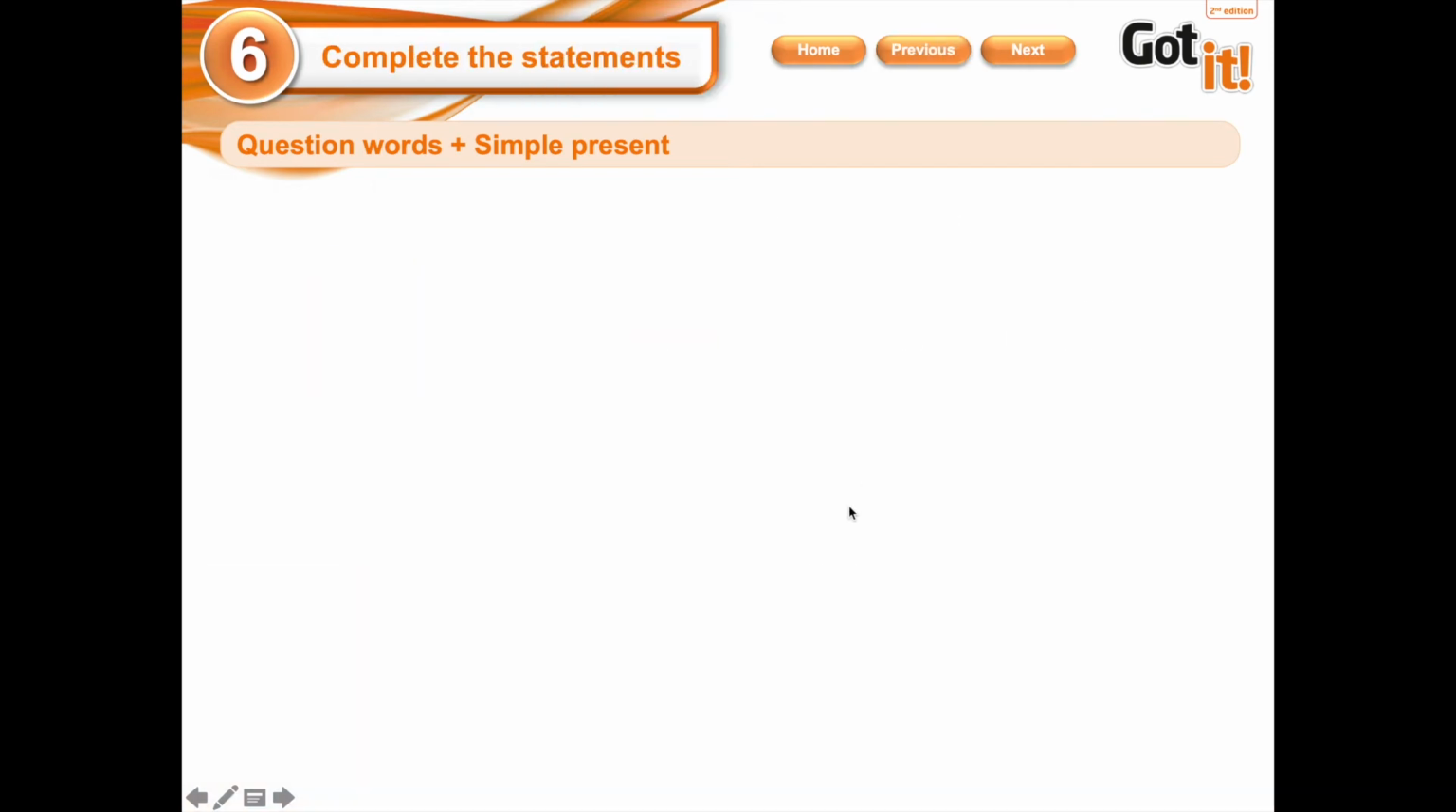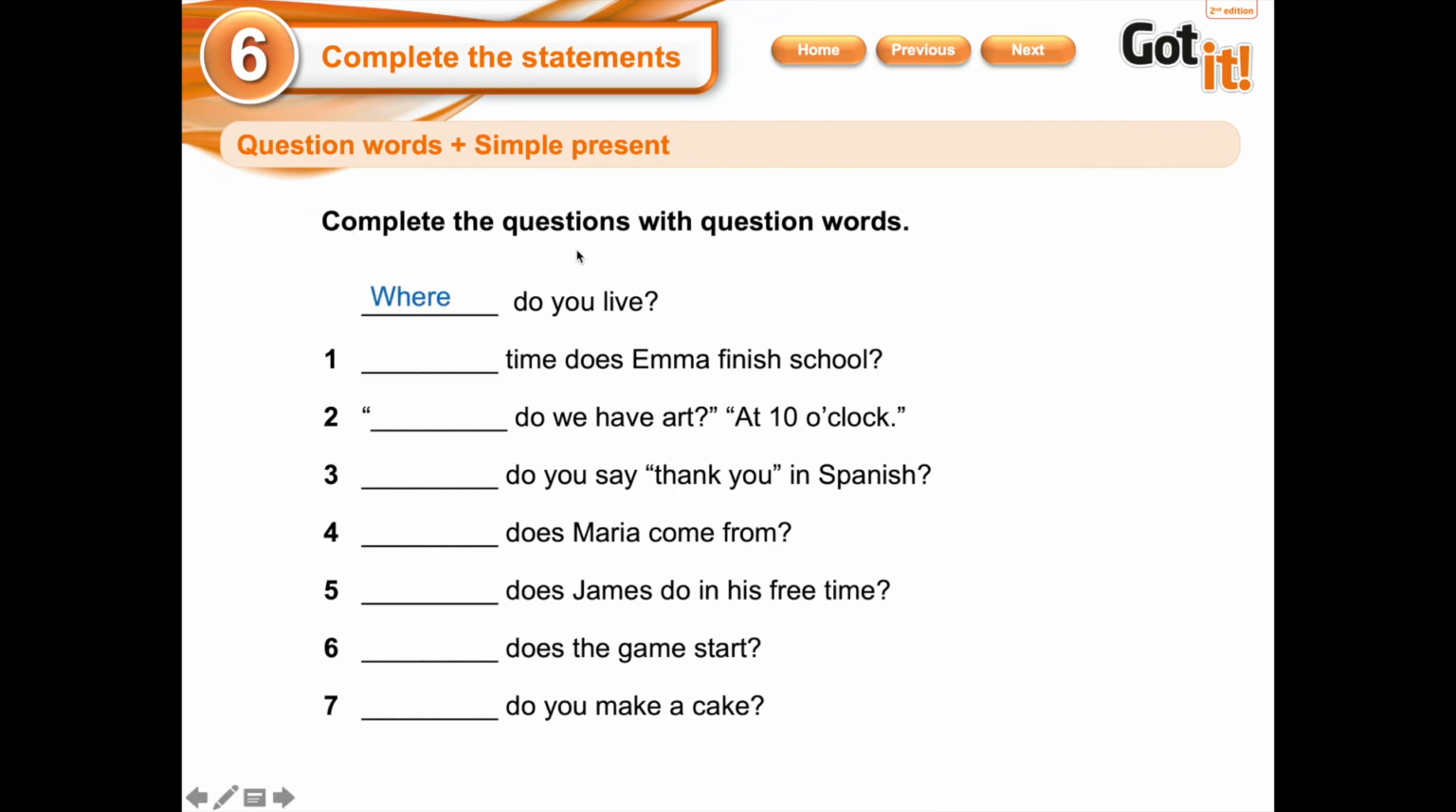Okay, here we have some exercises. We have the first one. It says, complete the question with a question word. The only thing that I need is to try to identify which question word could be in the sentence. Let's see the example. It says, blank do you live? Of course, that is where. Let's go with number one. It says, blank time does Emma finish school? You have this keyword, time. Okay, perfect. What time does Emma finish school?